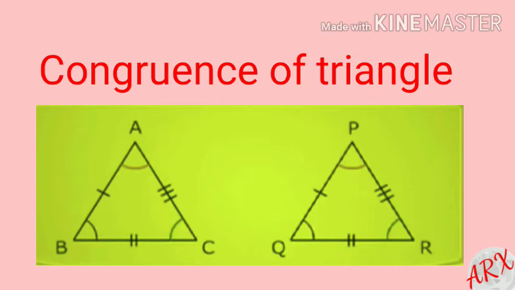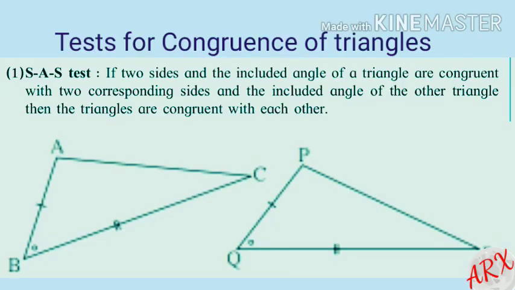Now, as we studied in Standard 8, out of 6 conditions, if 3 specific conditions are sufficient to prove two triangles congruent, then these 3 conditions are called as test of congruency of triangles. First test is SAS test. If two sides and the included angle of triangle are congruent with two corresponding sides and the included angle of the other triangle, then the triangles are congruent with each other by SAS test.